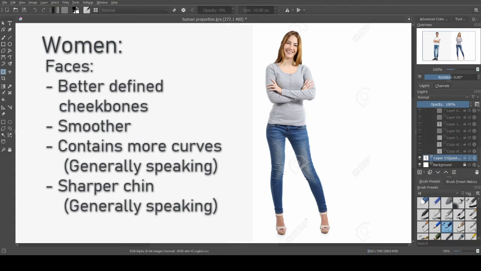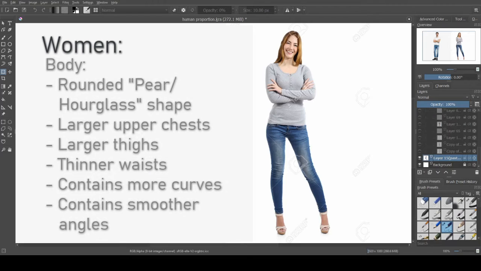Now, in terms of faces, females tend to have better defined cheekbones. Their faces also tend to be a lot smoother and contain more curves and such. In fact, in general, the female body does tend to have a lot more curves and smoother angles compared to males. Most female bodies, and not all of them, tend to follow a pear or hourglass shaped form. They tend to have larger upper chest areas and larger thigh areas, while having thinner waists compared to men.